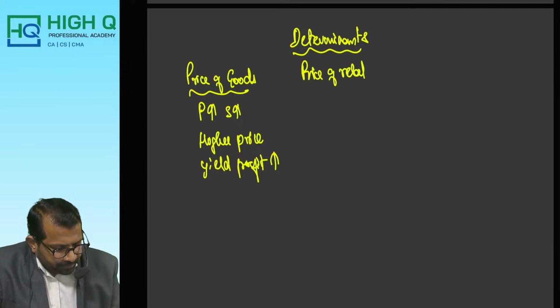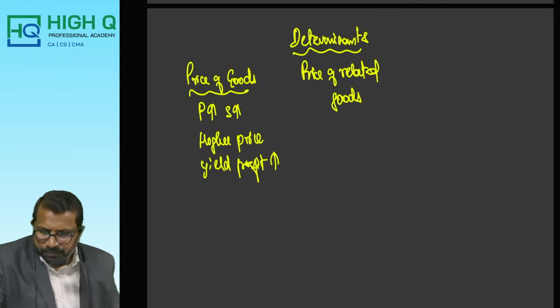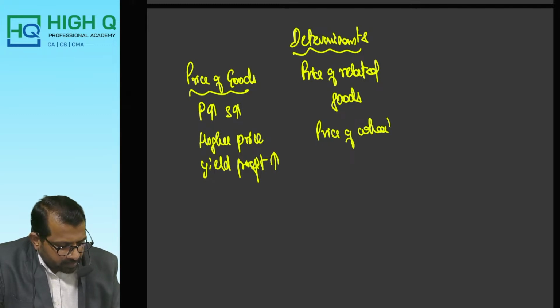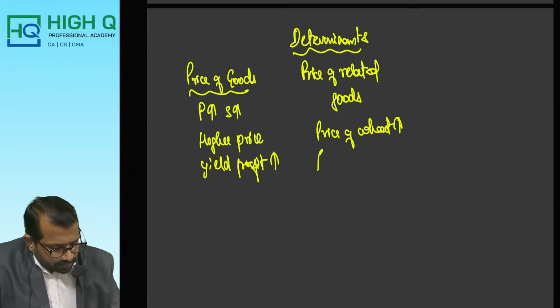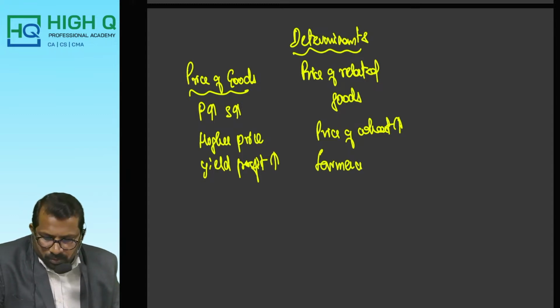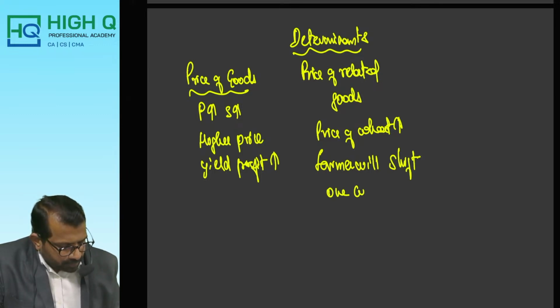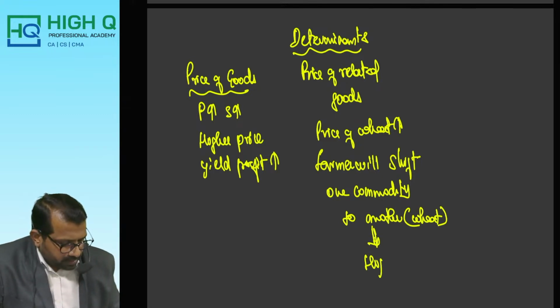Point number 2, price of related goods. For example, if the price of wheat increases, then the farmer will shift from one commodity to another, here another meaning wheat, to get higher profit.